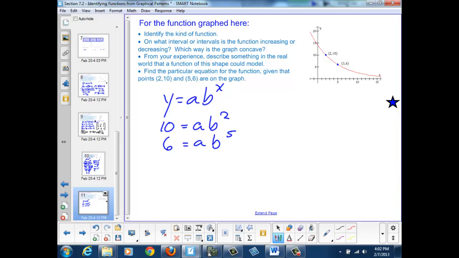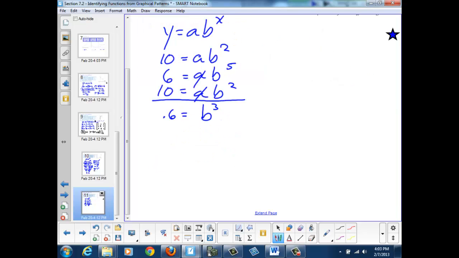Now I'm going to use the same process I used in the last example. I'm going to eliminate the unknown a by dividing one equation by the other. But I'm going to divide the 6 equals ab to the 5th by the 10 equals ab squared, because when I do that, since through the process of division I subtract exponents, that gives me 0.6 is equal to, with my a's canceling out, b to the 5 minus 2, or b cubed. To solve for b, I need to take the cube root of both sides. So b is going to be the cube root of 0.6.